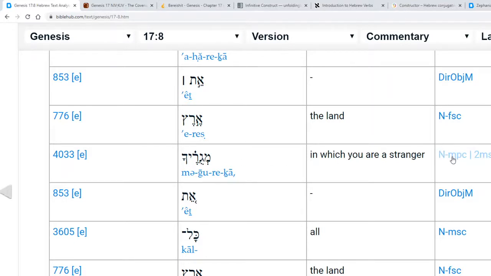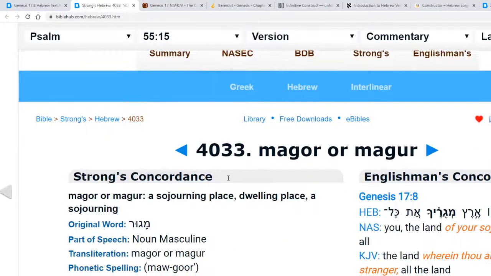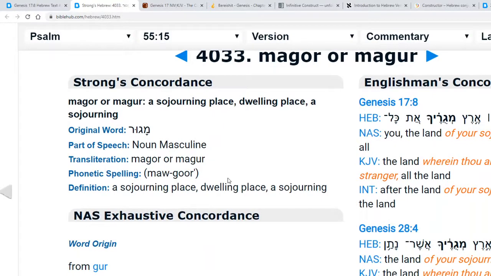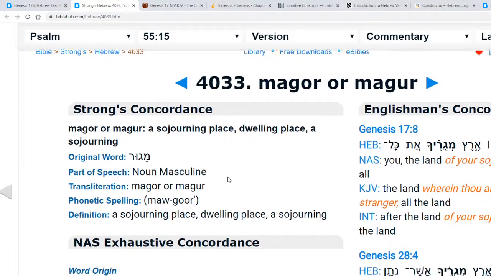And since it's a noun, they're not giving you the thing. I would actually say this is kind of a hufal of that root, megurecha. Let's look at the concordance. Magur, a sojourning dwelling place, like mikdash, I guess. Yeah.